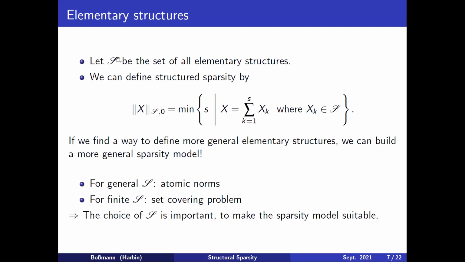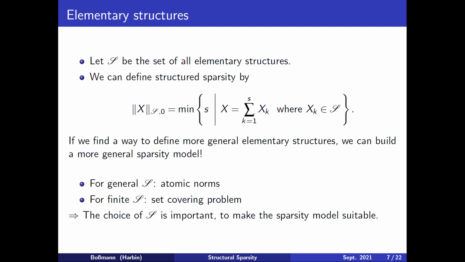So let's say we have a set S. That's a set of all elementary structures. Then we can define a sparsity. So the zero norm here for the sparsity, with subscript S because it depends on our set of elementary structures. And we can just say that the sparsity of X is the minimum number of elements we need to write our matrix X as a sum of these elements, and the elements are all elementary structures. And this way, just given the set of elementary structures, we can define the sparsity. So we can go this way around.